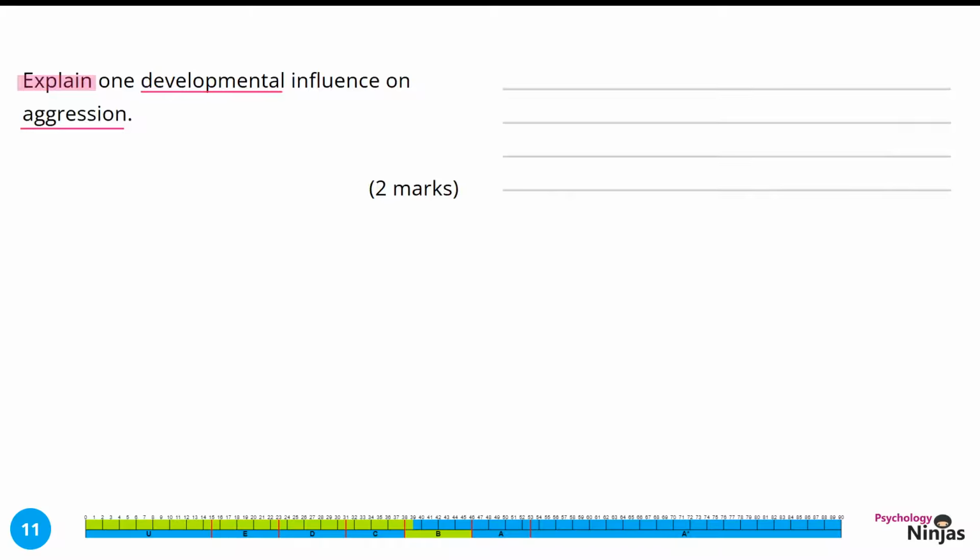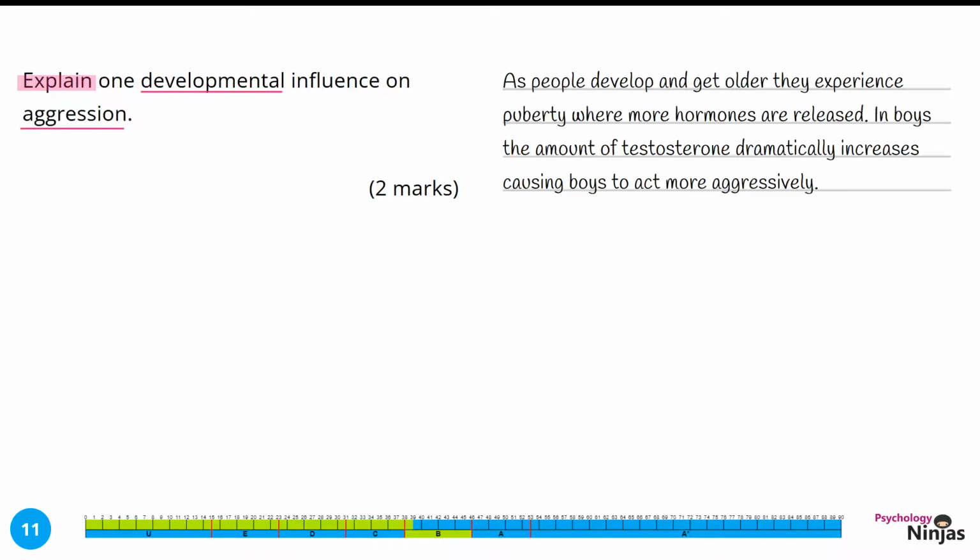As people develop and get older, they experience puberty, where more hormones are released. In boys, the amount of testosterone dramatically increases, causing boys to act more aggressively.